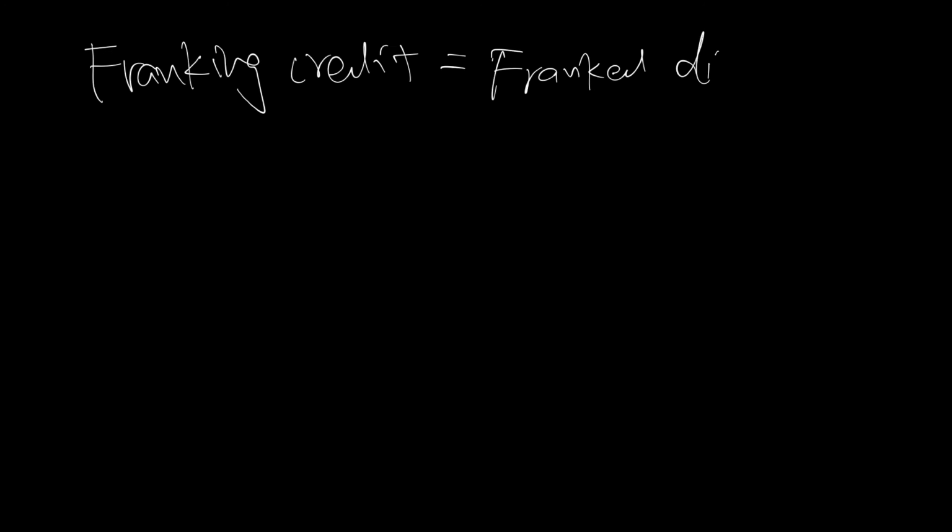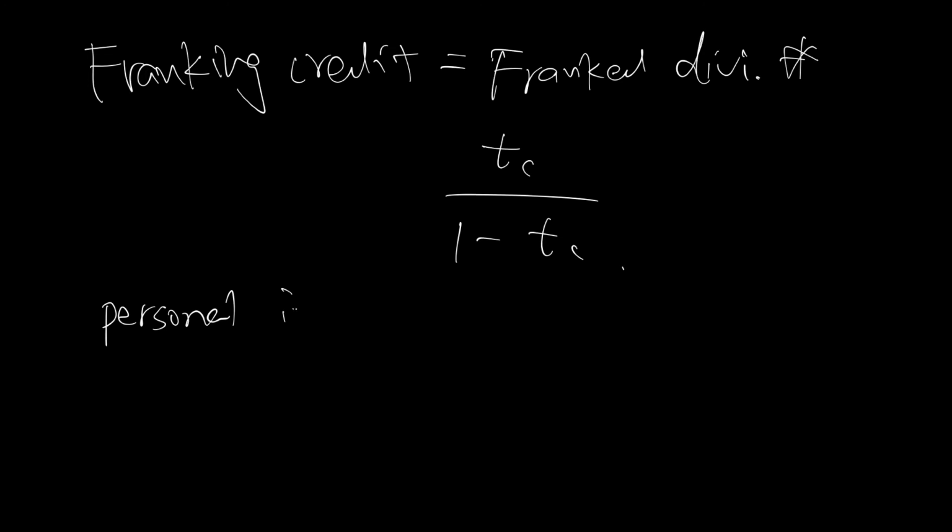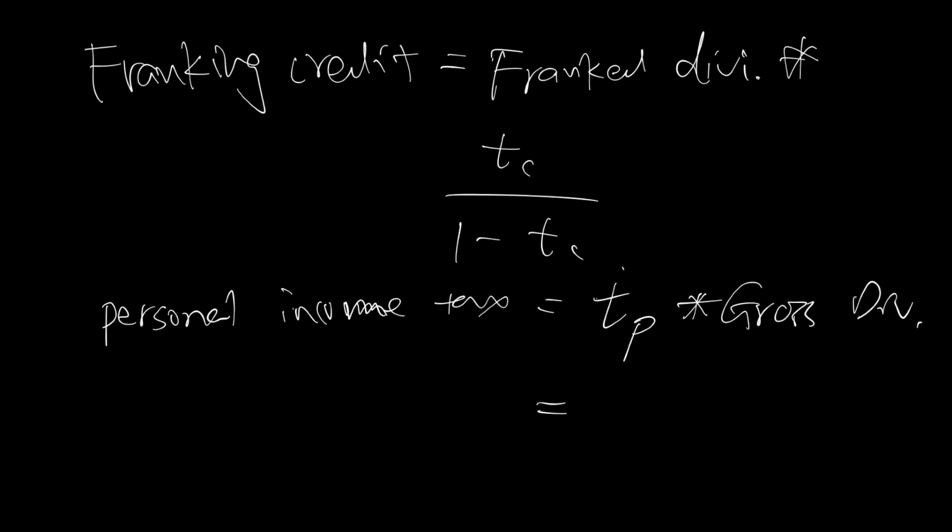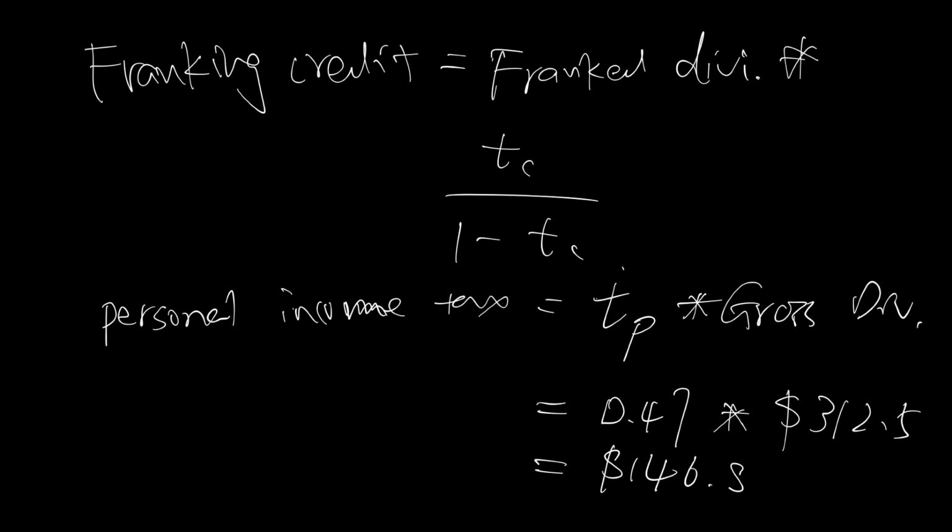I actually used an alternative way to calculate the franking credit. You can also follow the way that is described in the prescribed textbook. That is, franking credit also equals the franked dividend times the corporation tax rate divided by 1 minus the corporation tax rate. Next, we need to calculate the personal income tax on gross dividend. Income tax equals the personal income rate times the gross dividend. And this gives us 0.47 times $312.5, and the result is $146.88.